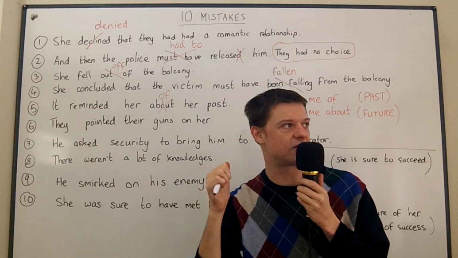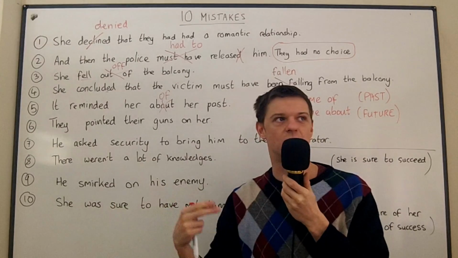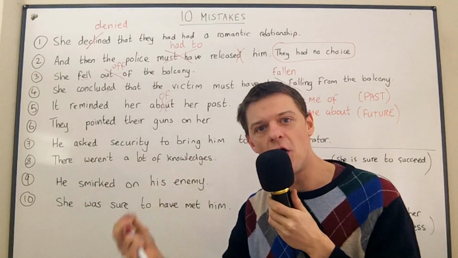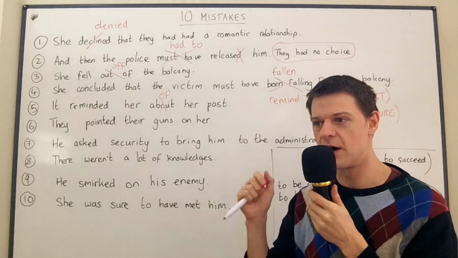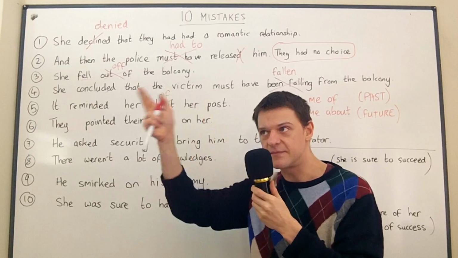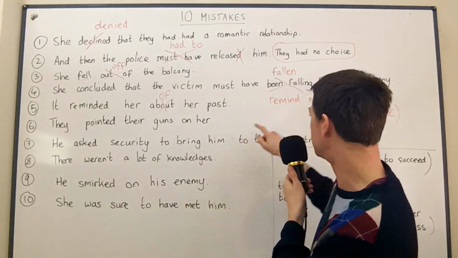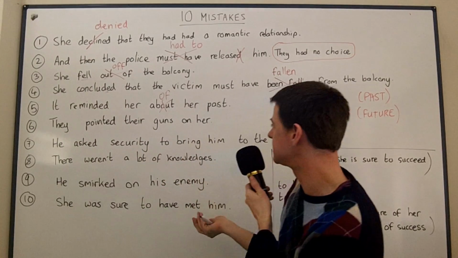So if you want to talk about your childhood and say, this building reminds me of my old house. Yeah, it reminds me of, because you're talking about the past. But you can remind someone about the doctor's appointment, and then you're reminding them about something which will happen in the future. So please remember the difference between these two prepositions. Remind someone of, remind someone about.